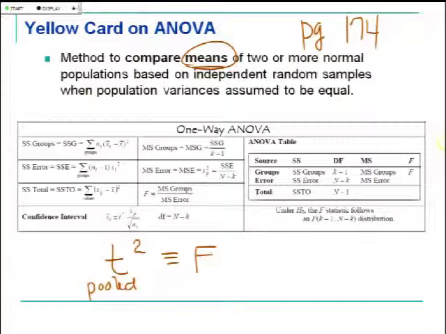Now, does that make sense when you look at the distributions of those statistics? What does a t-distribution look like? Symmetric, centered at 0. What if you were to square all the values? Then none of those negatives would be there. They would go over and move to the positive.